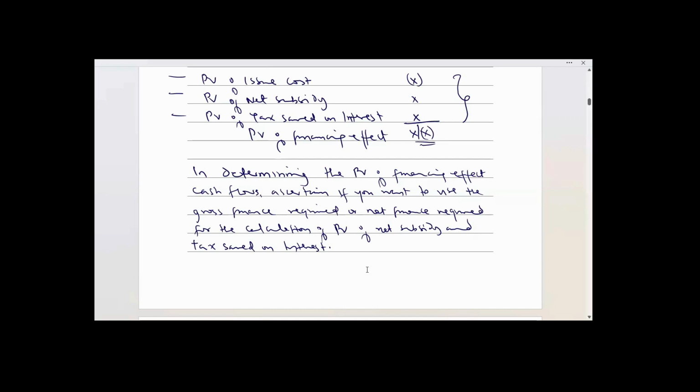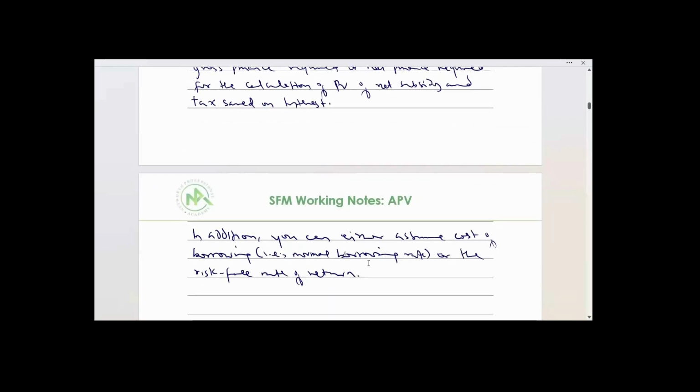Then your second assumption is that, okay, now that I have the PV from net subsidy and tax saved on interest, how do I calculate my PV? Once you have those cash flows from the financing, you need to determine how you are going to calculate the present value. And for you to get the present value, you are going to need a discount rate. Therefore, you are at liberty to either assume the cost of borrowing or the risk-free rate of return. Whichever one that you assume is what the examiner will mark for you.